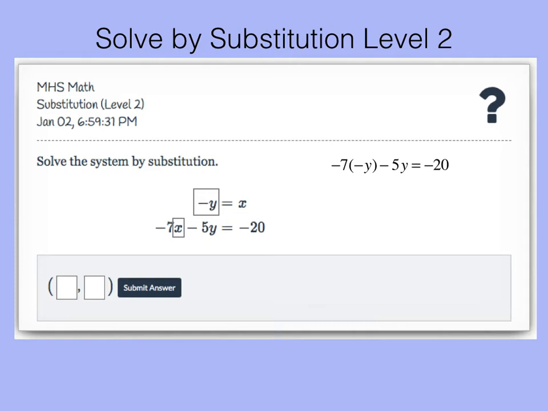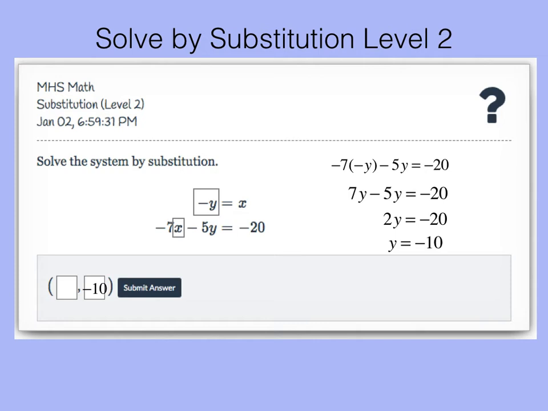Notice we have substituted x for the value that it was given, negative y. Now we're going to multiply, and negative times a negative is positive 7y minus 5y equals negative 20. Let's combine our like terms. And now we're going to divide both sides by 2. And we know the y value of the solution is negative 10.